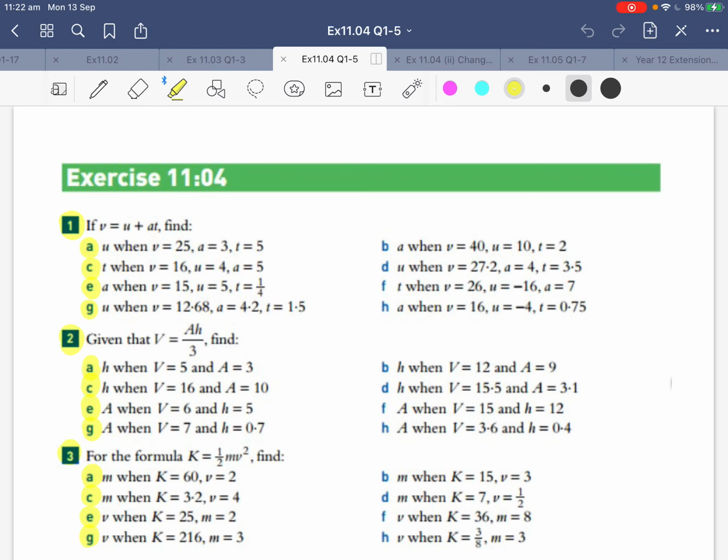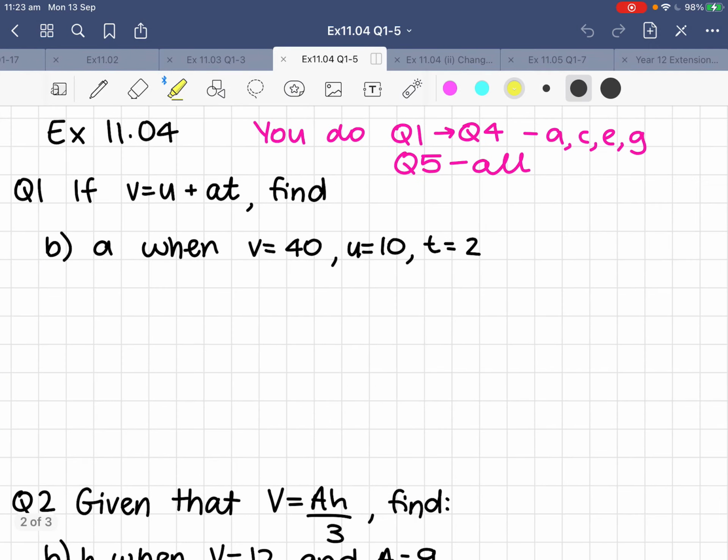So this is exercise 1104 and what you need to complete is questions 1 to 4 A, C, E, and then you can do G if you feel like it, but you need to do A, C, E, and then question 5 all parts. So what this exercise is doing is it's giving you an equation, and in each part it'll give you different values for different variables or pronumerals, and you are then to find the value of one of the pronumerals that you haven't been given a value for. So I am going to do part B of each of these and show you how to do it.